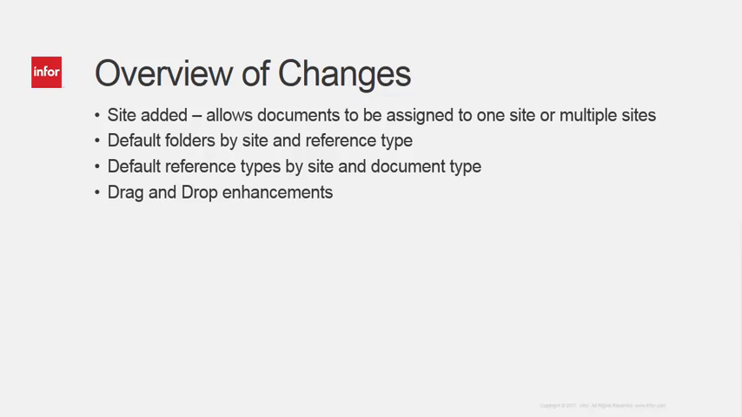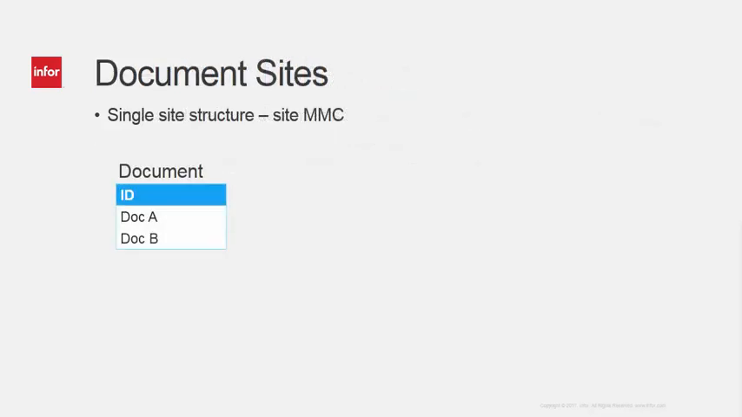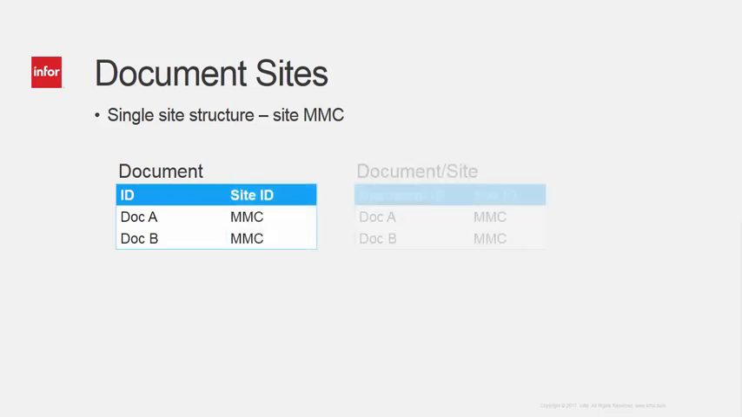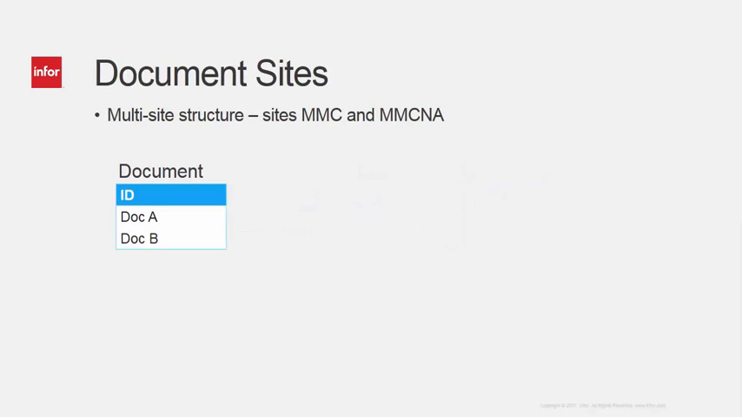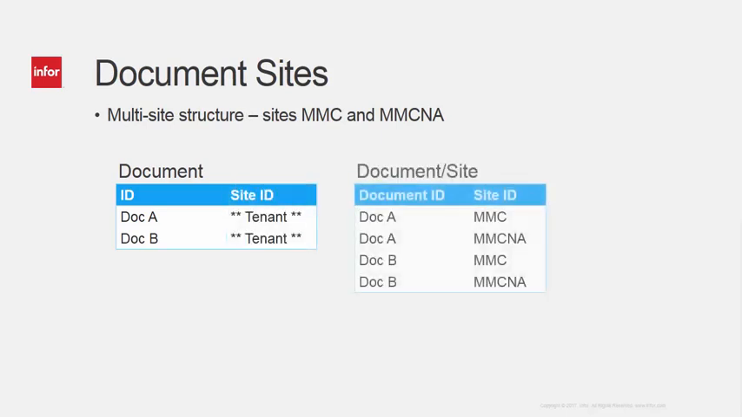In 9.0, we added Site ID to the document table and created a document site table which stores which sites may be used for each document. During the upgrade, we set the site in both of these tables. For single-site databases, the site will be saved in each table. For multi-site databases, the value tenant will be stored in the document table, and each site in the database will be stored for each document in the document site table.